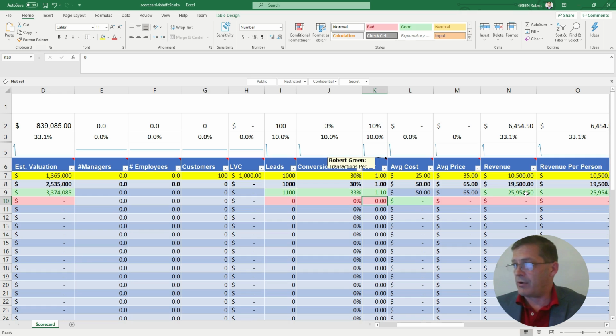Again, our revenue has now grown from $19,000 to $25,954. Our valuation has jumped from 2.5 to $3.3 million. Minor adjustments.